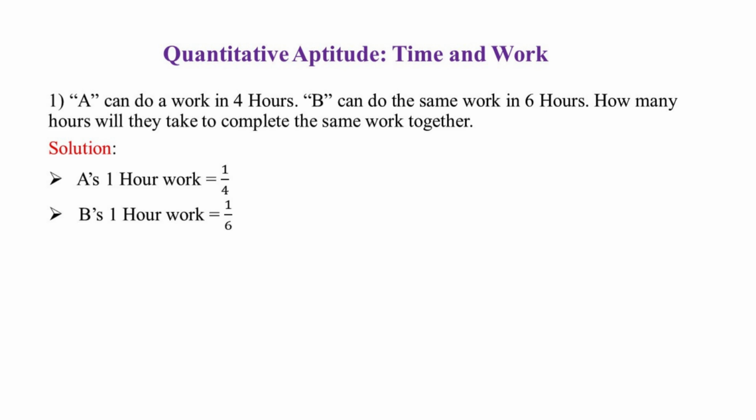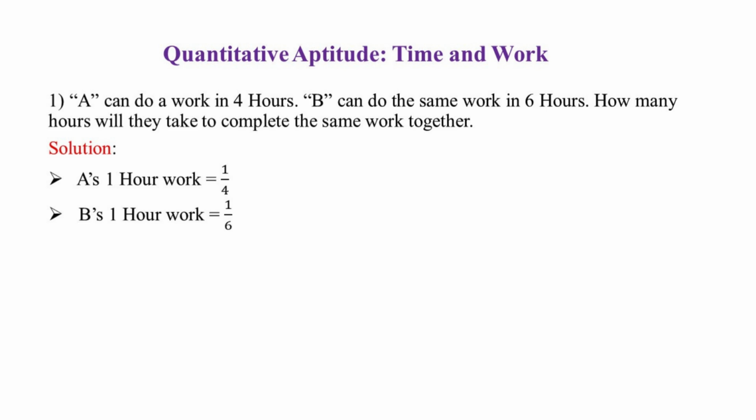How can I write 1 by 6? Because in the question they mentioned B can do the same work in 6 hours. So B is doing the same work in 6 hours, A is doing the same work in 4 hours. So per 1 hour A can do 1 by 4 work and B can do 1 by 6 work. How many hours will they take to complete the same work together is what they are asking.